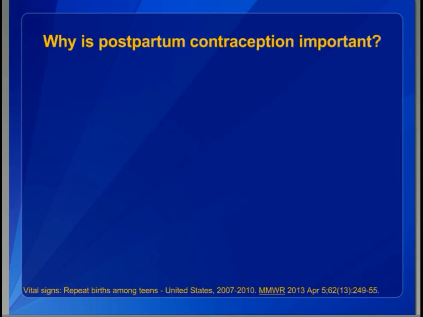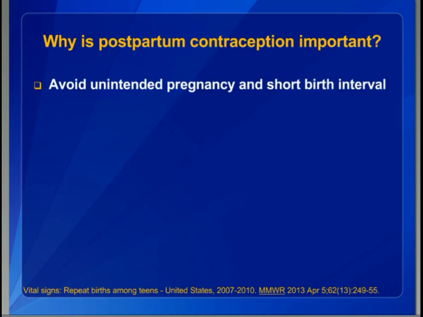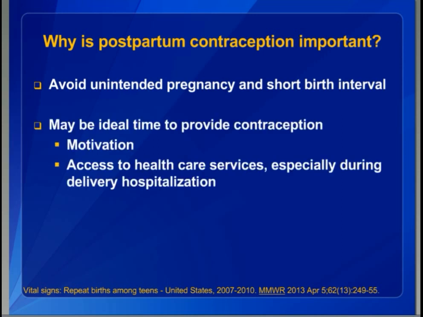Postpartum contraception is important for several reasons. First, it allows for birth spacing and avoiding an unintended pregnancy soon after a delivery. It may be an ideal time to provide contraception while a woman is accessing services and may be motivated to start a contraceptive method.